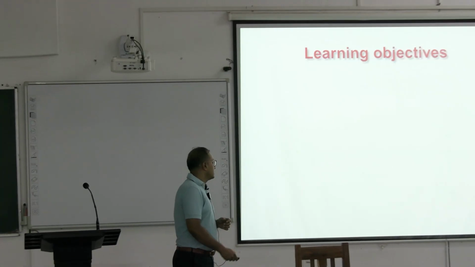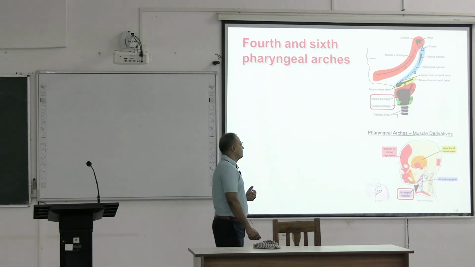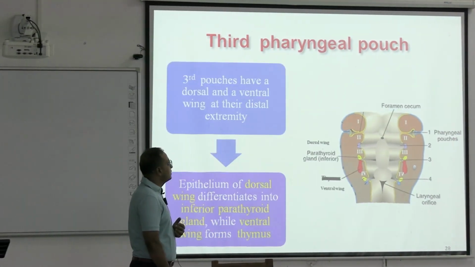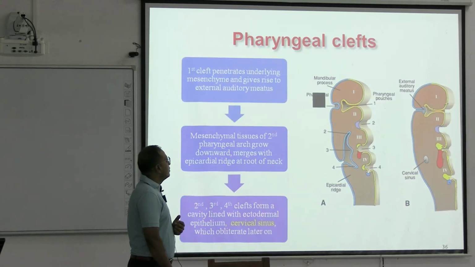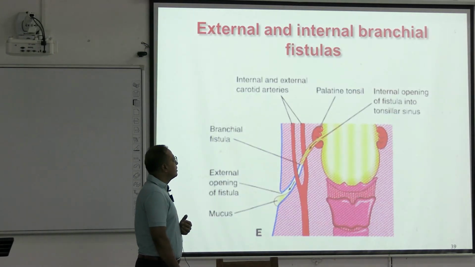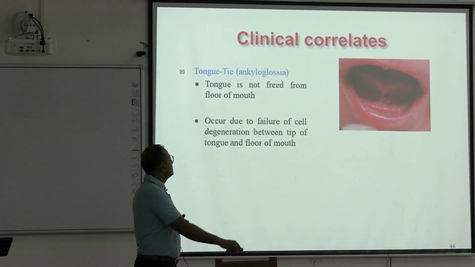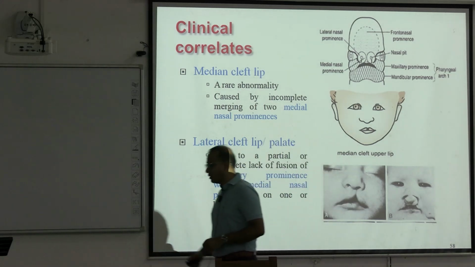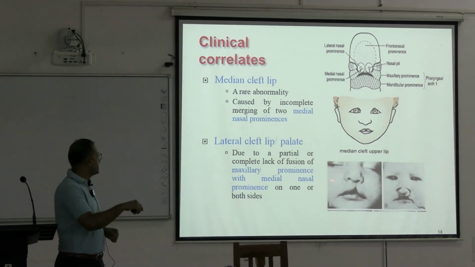Now, coming to the development of the face, neck and head region, we learned about the concept of the pharyngeal apparatus. Now we are going to talk about the development of the face and the errors of the face. These errors become significant because a number of cases of developmental error surface in the clinic, one of which is this error.